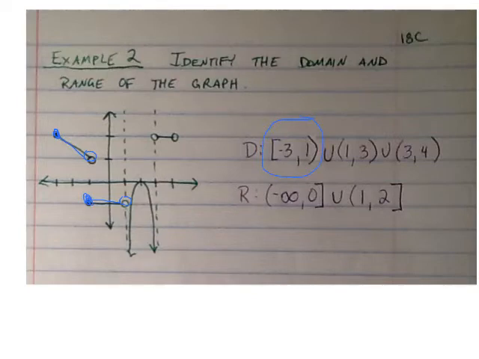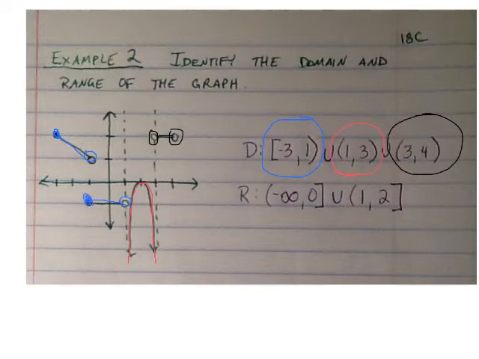Then we have this kind of curve that's trapped between the two vertical asymptotes. That would be from 1 to 3. And then we have this last little segment, which is open circle to open circle. That's 3 to 4.